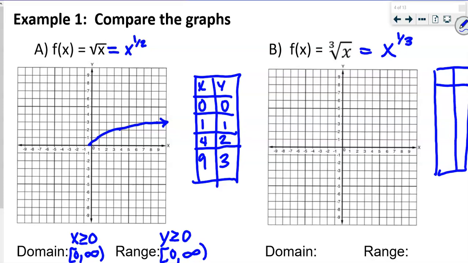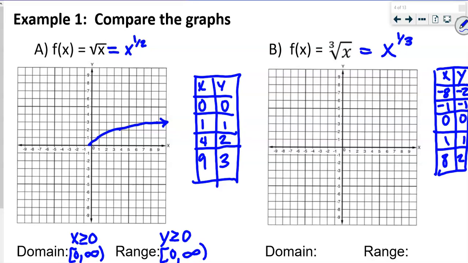And I'm going to start with -8. And that's just because it's on my table, right? So if I take the cube root of -8, I get -2. If I take the cube root of -1, I get -1, 0, 0, right? Now, you could put this again in Desmos and actually see this graph and then pull a table, okay? So then we got 1 and 1, and then we got 8 and 2.